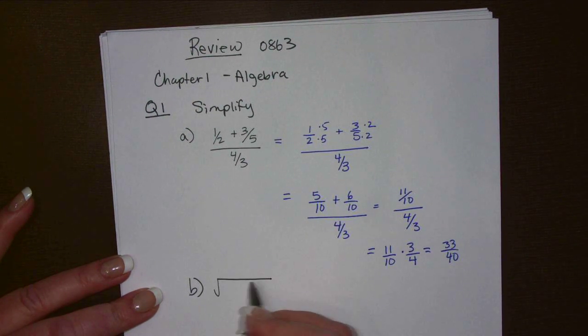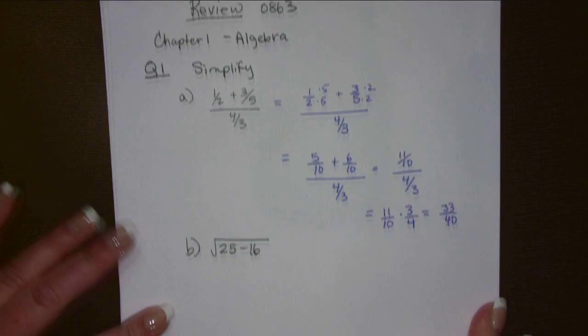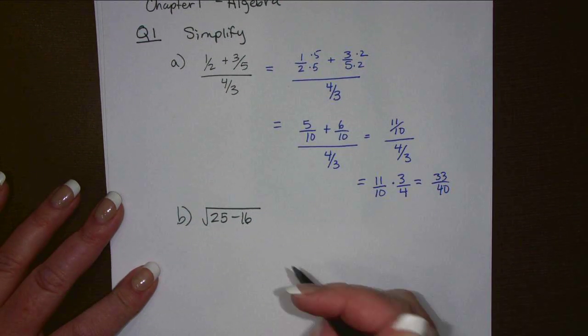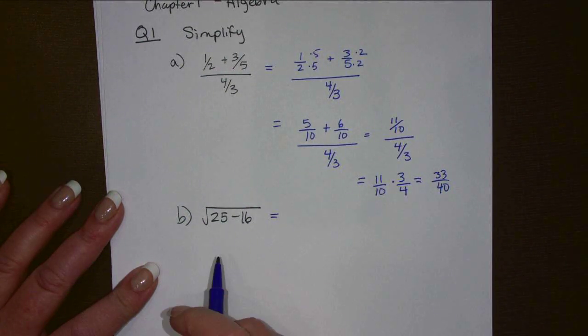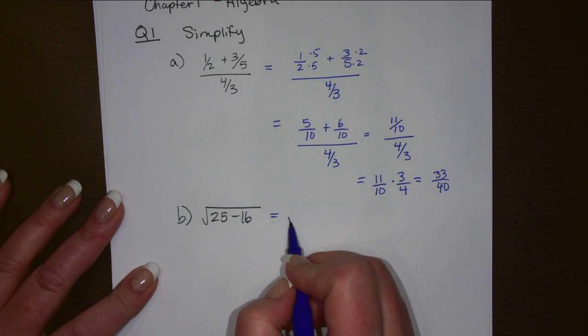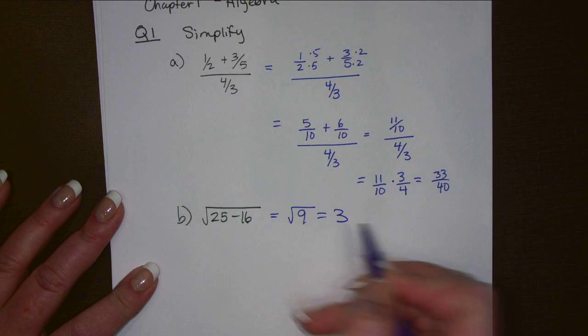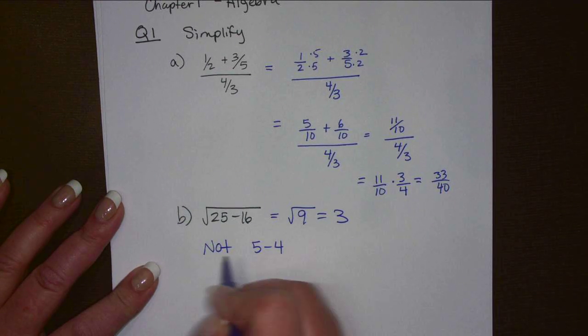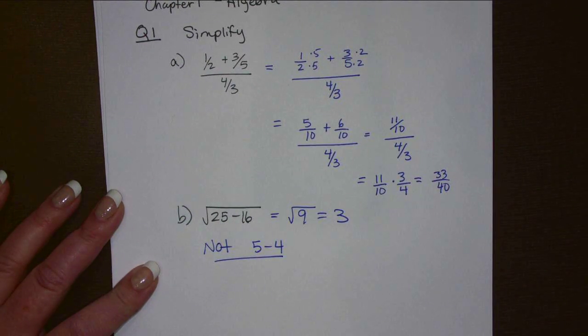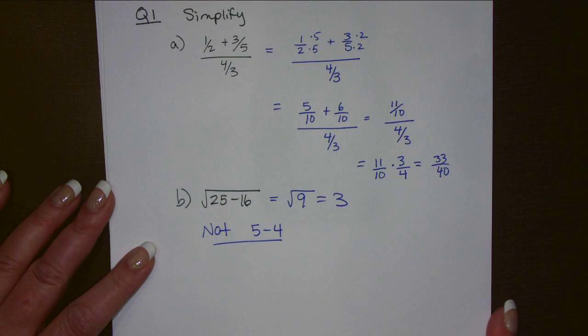We've done this one so many times. Please don't ever get it wrong again. This is what? 5 minus 4? No, no, no. Square root of 9, which is 3. It is not 5 minus 4. All right, you have to do the multiplication before you can take the square root. You can't have a plus or minus.